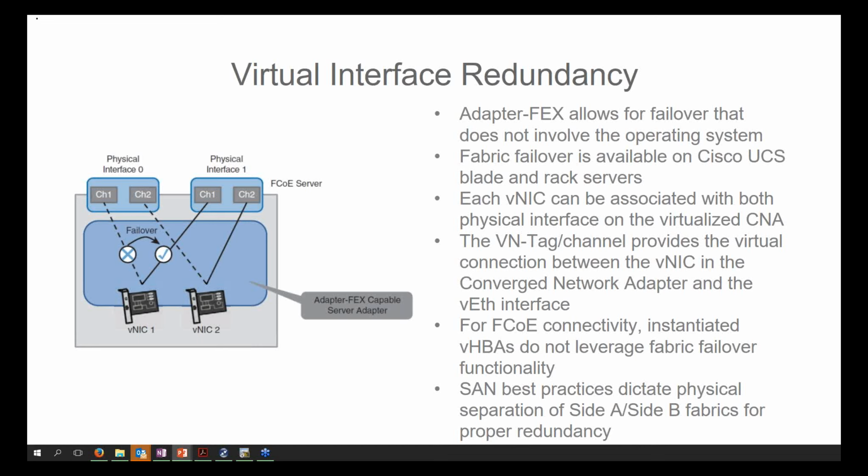Each vNIC can be associated with both physical interfaces on the virtualized CNA. You create the same VN tag and the same VN channel to each of the physical interfaces on the converged network adapter and the vEth interface. But for FCoE connectivity, the instantiated HBAs don't leverage fabric failover functionality because it's still going to maintain the separation.